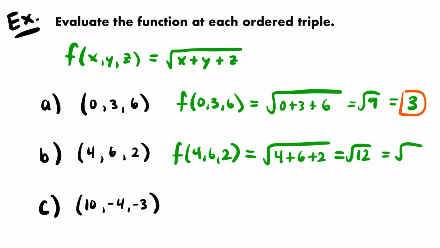This is equal to the square root of 4 times 3, right? 4 times 3 is 12, and the square root of 4 is 2. So you could pull that out and have 2 square roots of 3. That would be the value of this multivariable function at this ordered triple.